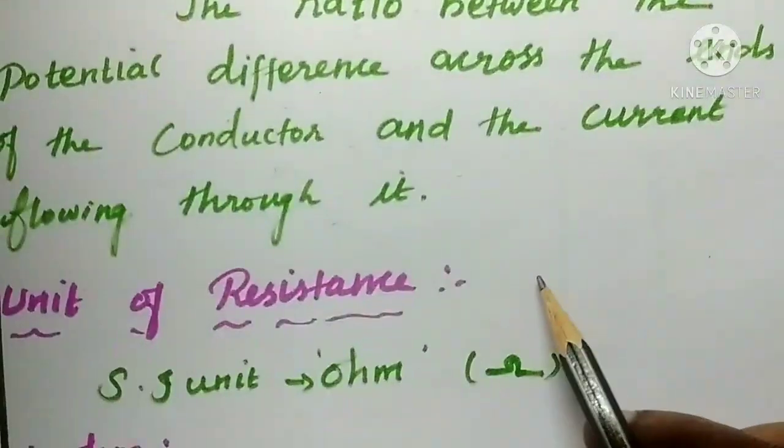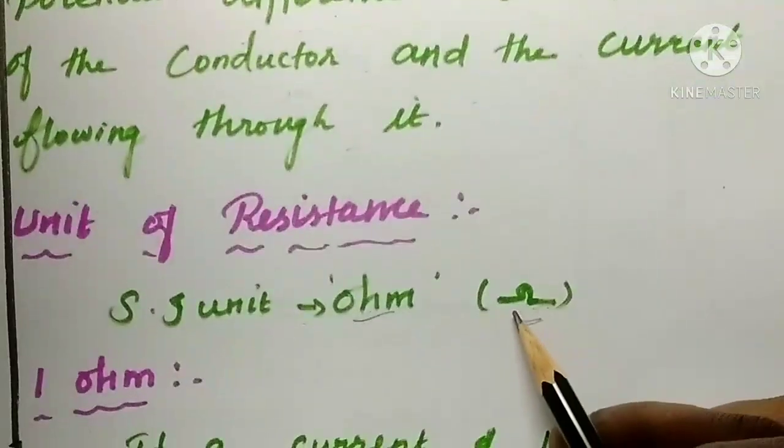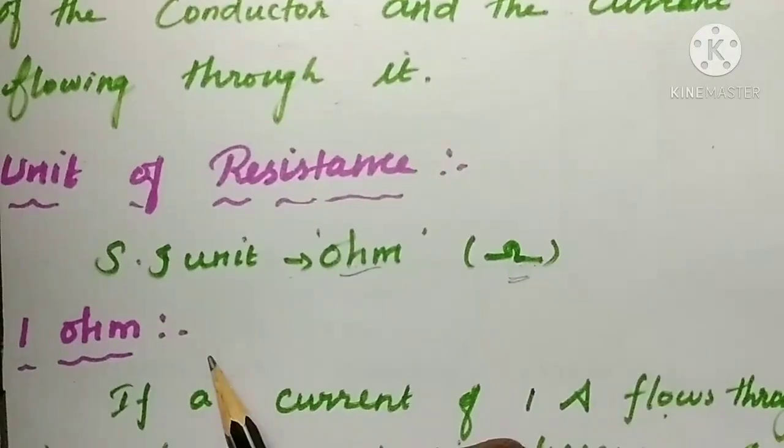Now what's the unit of resistance? The SI unit of resistance is ohm. It is represented by the symbol Ω. This is a Greek symbol. Now we can define what 1 ohm is. How will you define 1 ohm?